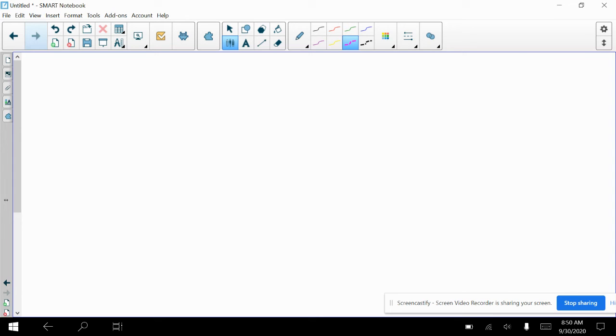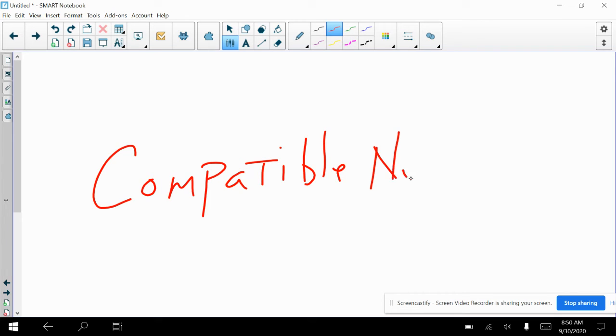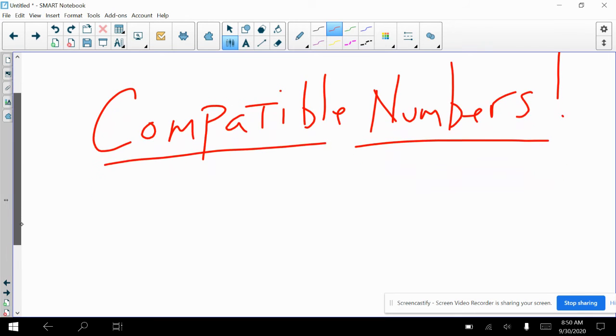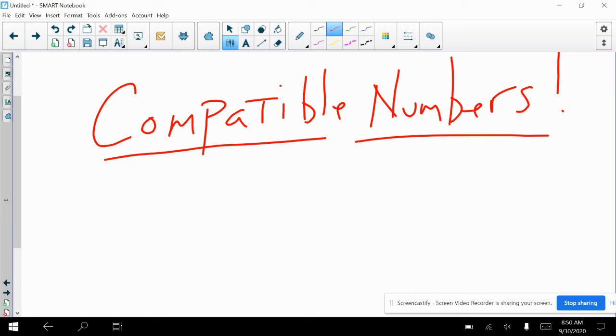Let's talk about these. This is probably new to you. Compatible numbers. Definitely want to write this down. These will be on your quiz. And this is going to be to Ryan's point that he brought up here. Compatible numbers. I'll give you the definition.